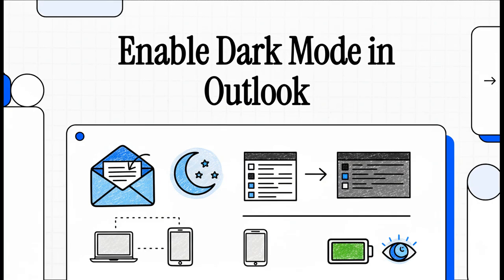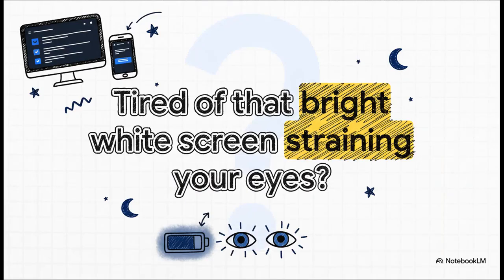Hey everyone, and welcome. Today we're going to tackle a really simple but honestly game-changing feature in Microsoft Outlook, dark mode. We're going to walk you through exactly how to turn it on, and I mean everywhere, no matter what device you're using. So, are you tired of that bright white screen just glaring at you? If you're like me and spend a ton of time in your inbox, you know exactly what I'm talking about. That bright glare can be a real headache, literally. But you'll be happy to know there's a super simple fix for that.